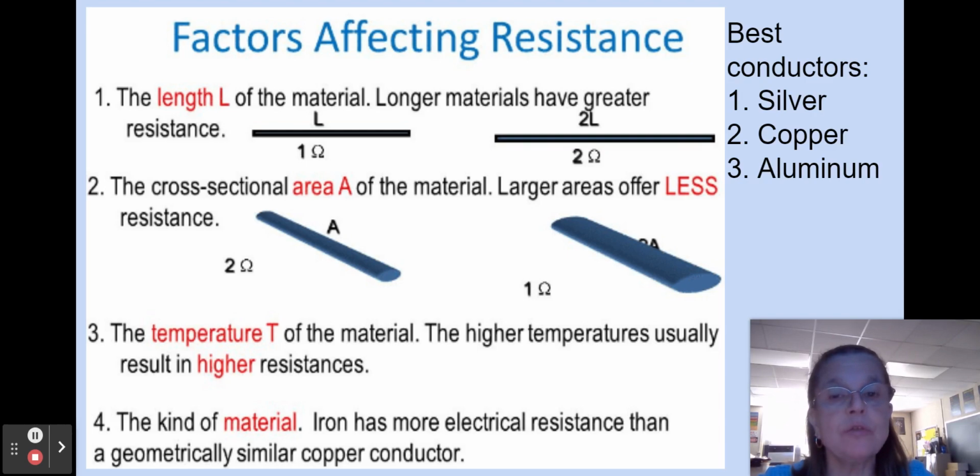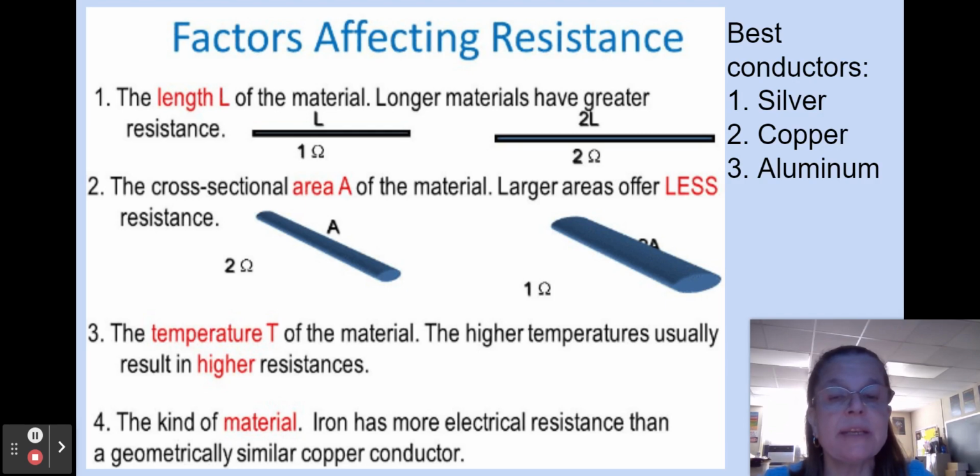The cross-sectional area. The smaller the cross-sectional area, the more resistance. The larger the cross-sectional area, the less resistance. So if we have two pieces of conductor of the exact same material and the same length, and one has a resistance of 2 ohms, and then we have another one with twice the diameter, it's twice as big, we will half the resistance.